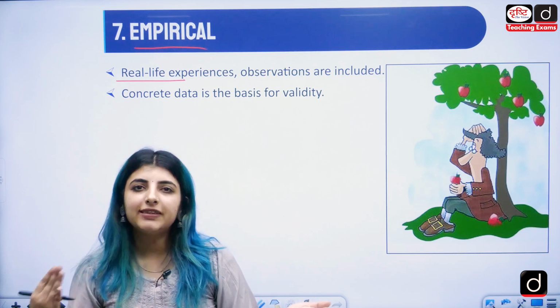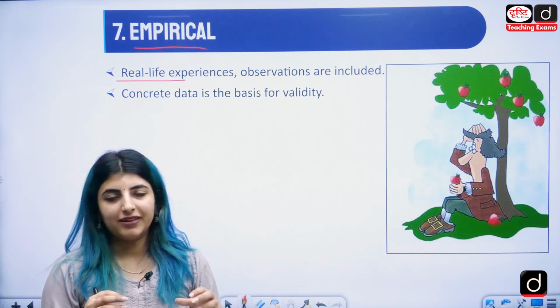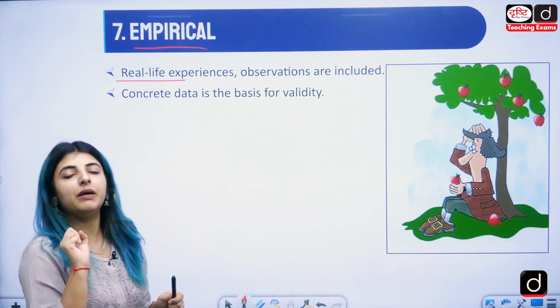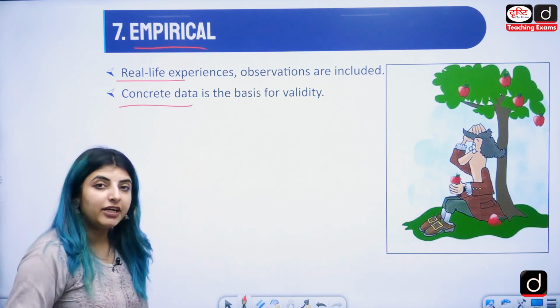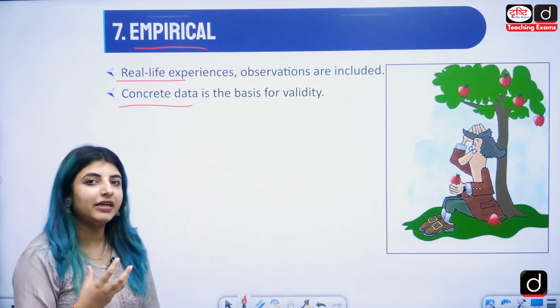So from real life experiences, you're gaining some knowledge. That is empirical. Research should be empirical. Concrete data is the basis for validity. Whatever data that you are collecting should be concrete in its nature.